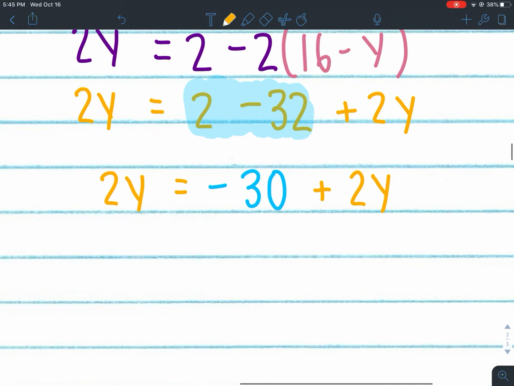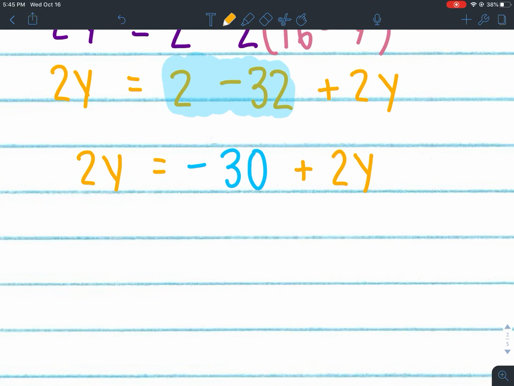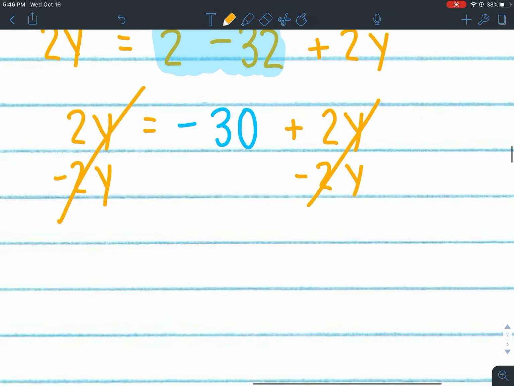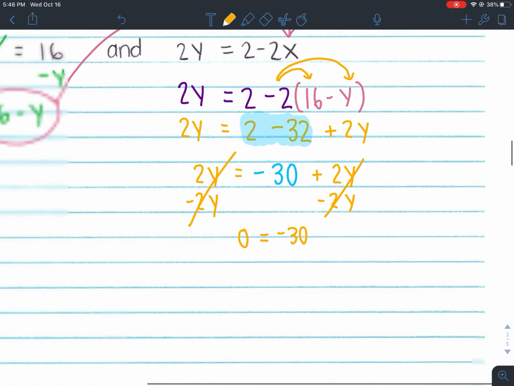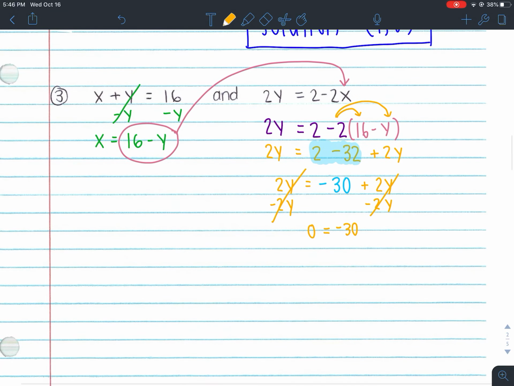So now I want to get y by itself because I want to solve for y. And since on the left side, the y is already kind of by itself, I'm going to move the one on the right over. So 2y minus 2y is 0. And then I have 2y minus 2y. Well, that also equals 0. So what do I have left on that left side? I have 0, right? 0 equals negative 30. Does 0 equal negative 30? No.